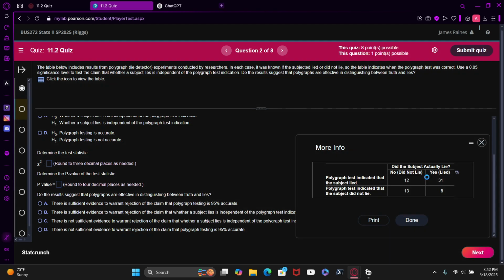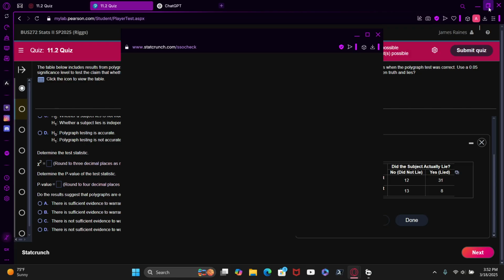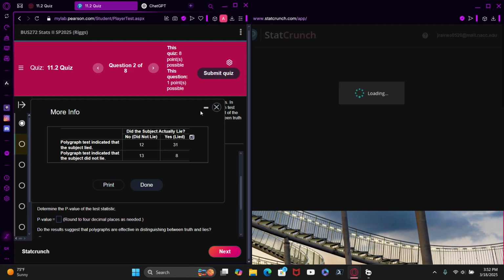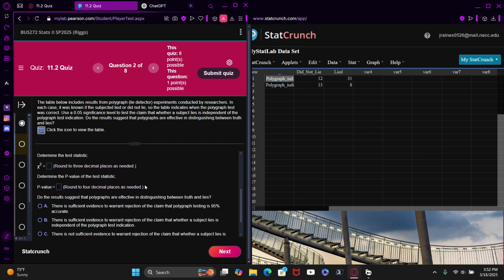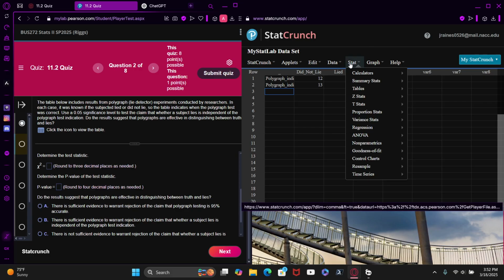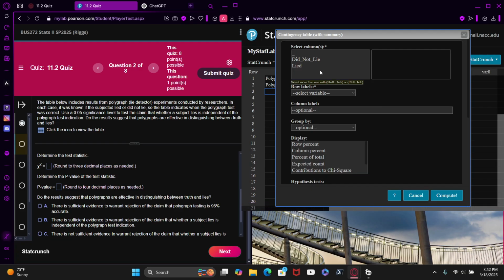Open StatCrunch. So same thing, like I said, this is all the same, just the same thing over and over. Stat, Tables, Contingency, With Summary.